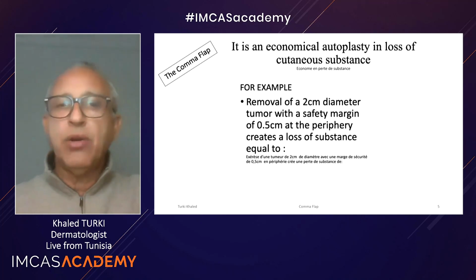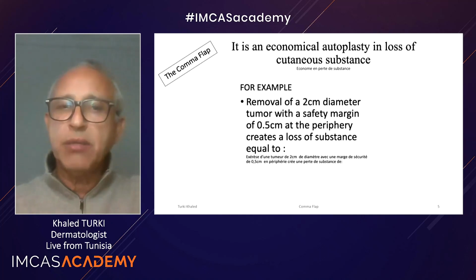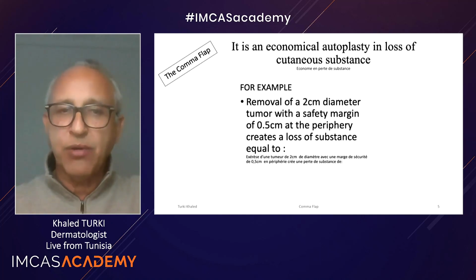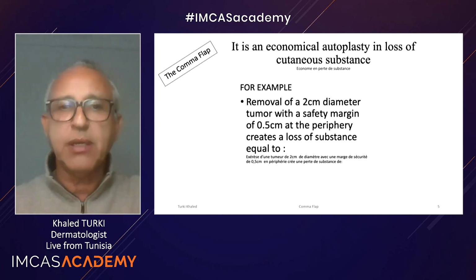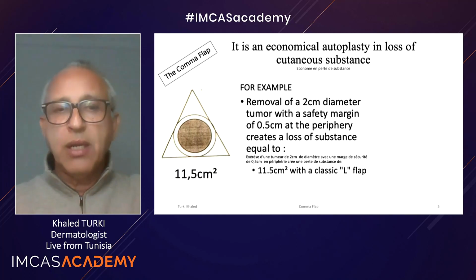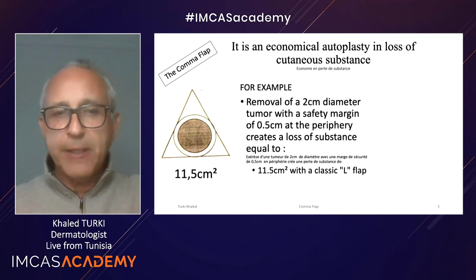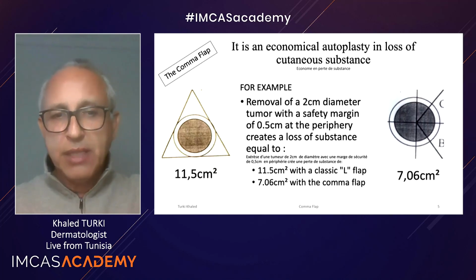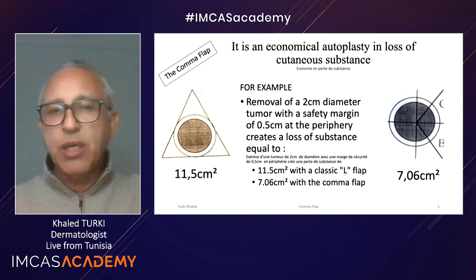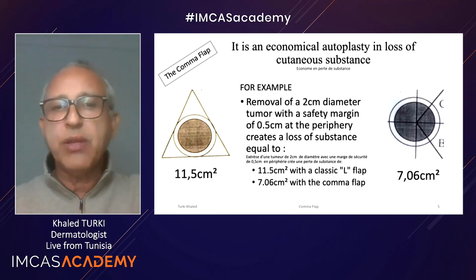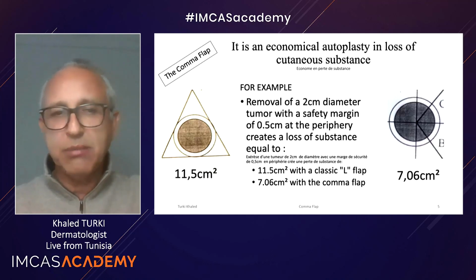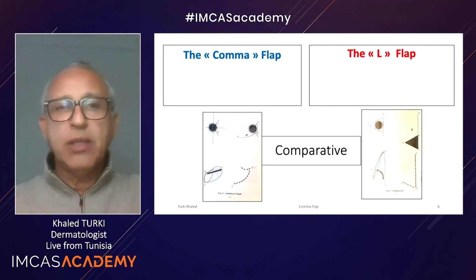For example, a removal of a one centimeter diameter tumor with a safety margin of 0.5 centimeter at the periphery creates a loss of substance equal to 11.5 square centimeters with a classical L flap, and 7.06 square centimeters with a comma flap. You have a difference of perhaps 3 or 4 square centimeters.